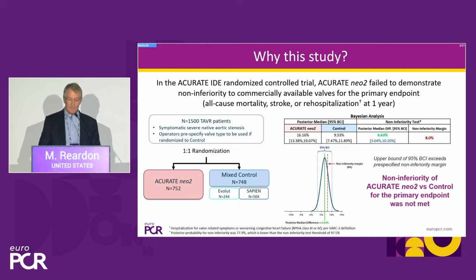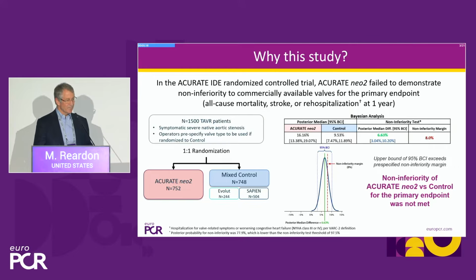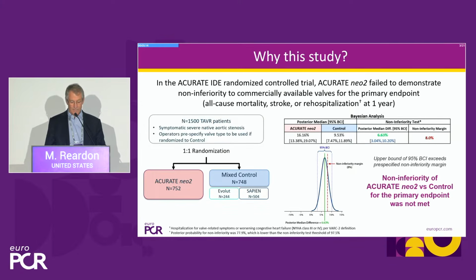As you remember, the trial was a randomized controlled trial of Accurate II against commercially available valves, which in the U.S. was the Sapien valve and the Evolut valve. They were randomized 1-to-1, 1,500 patients, about 1/3 Evolut, about 2/3 Sapien. We chose a non-inferiority margin of 8%, and the posterior median difference was 6.3%, but the 95% Bayesian confidence interval crossed that, so we did not meet non-inferiority.